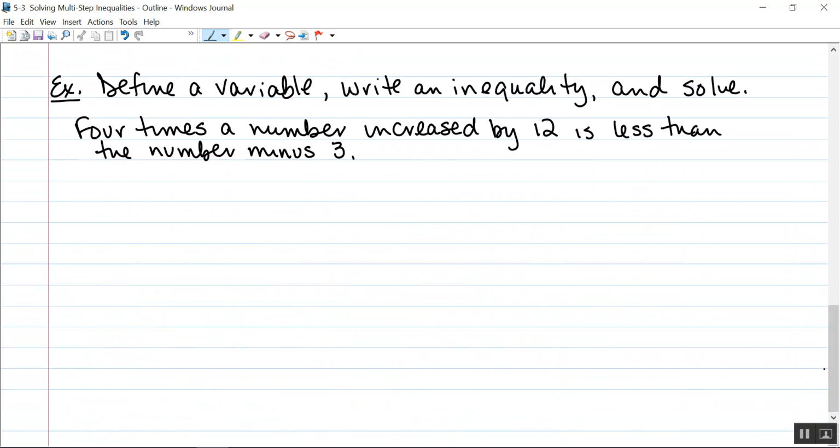Our last example here is a word problem. This says define a variable, write an inequality, and solve. 4 times the number increased by 12 is less than the number minus 3. So defining a variable means writing a let statement. So let x equal the number. And now I'll write my inequality. 4 times a number increased by 12 is less than the number minus 3.